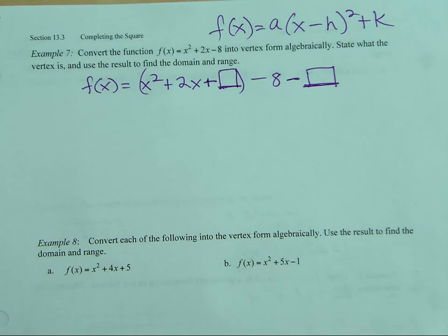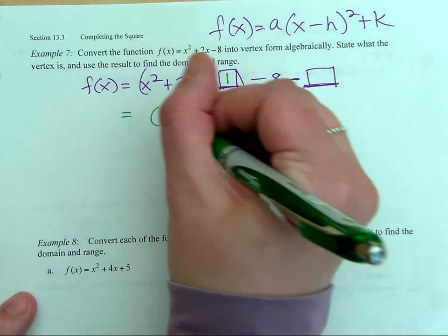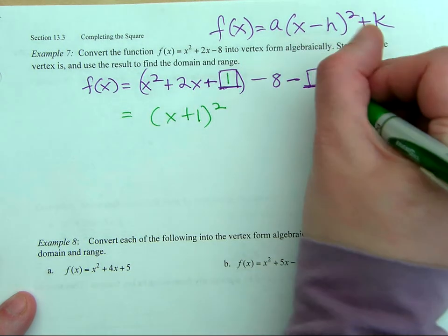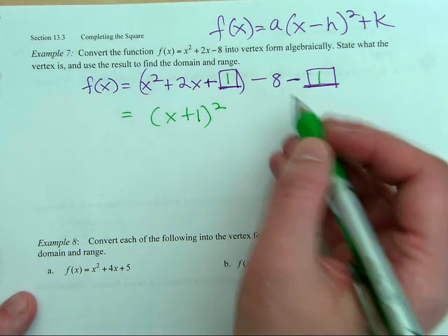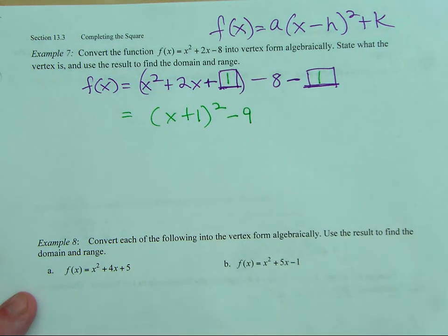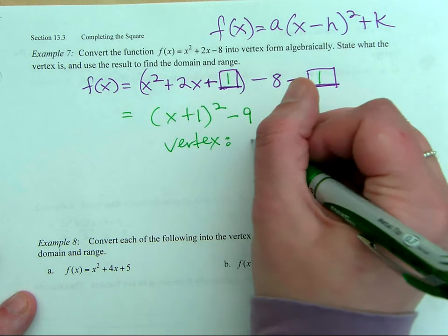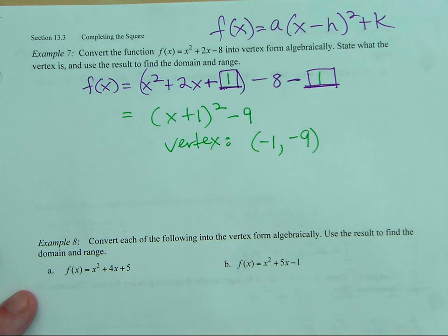1. How did you get that? Half of 2 squared. So we have 1 here, and it just so happens by coincidence that's x plus 1 squared. And then you're going to be subtracting 1. So negative 8 minus 1 is negative 9, right? Who can tell me what the vertex is? Negative 1, negative 9. You see how we got that?